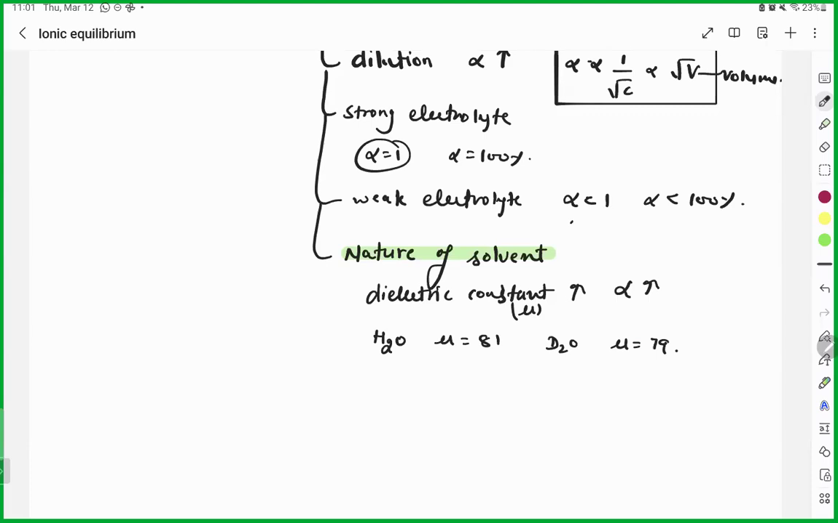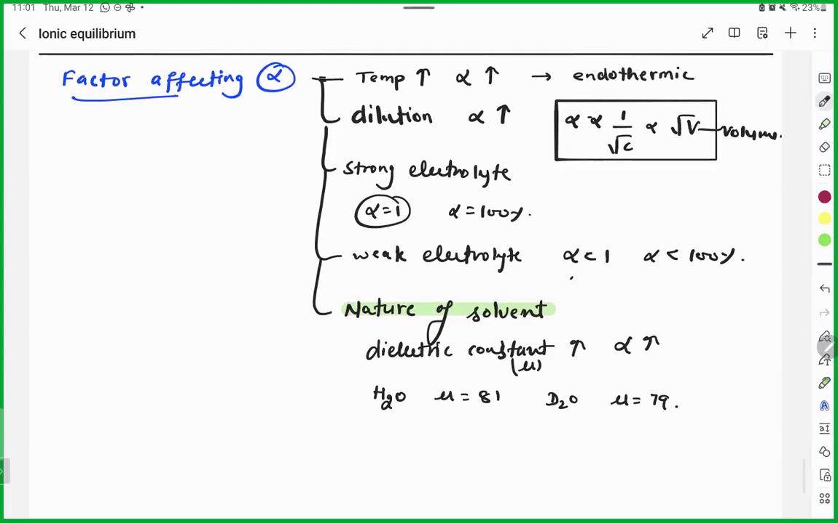Can you repeat that last part? The H2O is equal to what? This is just one example. You don't need to remember the data. If you compare H2O and D2O, the value will be given to you. You don't know the value for every compound. What we are trying to convey is, if the dielectric constant value increases, then alpha will also increase. Compared to D2O, H2O has more value, high alpha, high breakdown.